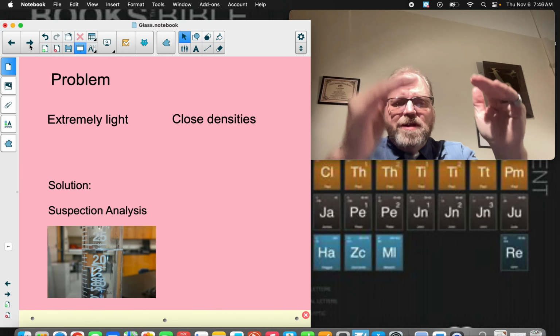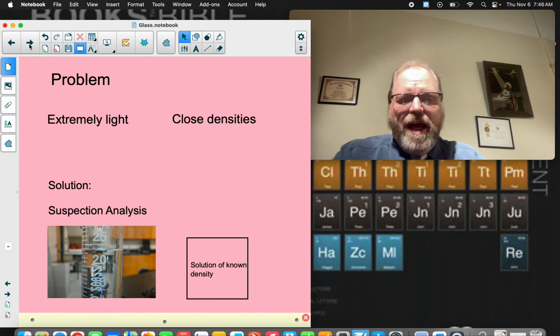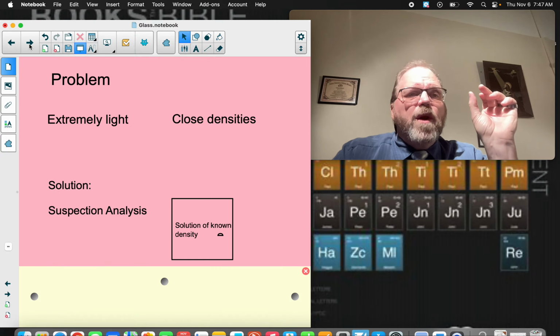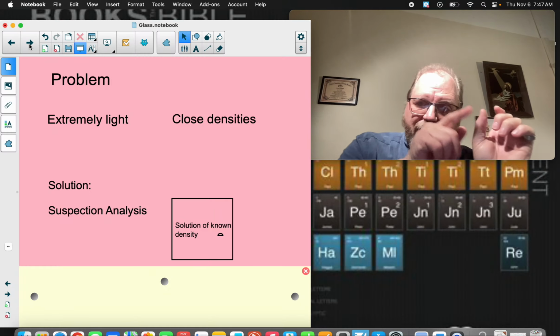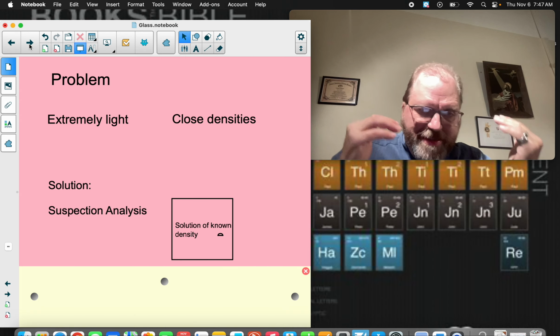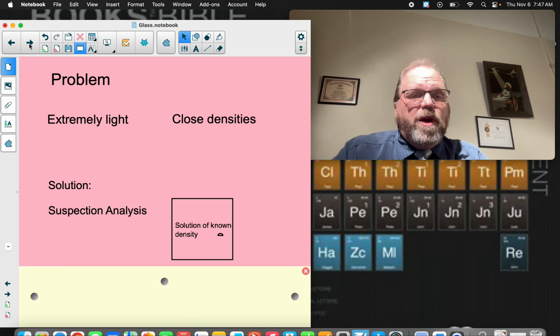I've got an image of water inside of there. What you're going to do is take a liquid of known density, and that object will float in there. Once we get that positioned and we know the density of the liquid it's floating in, that density is the density of the glass. That's how suspension analysis works.